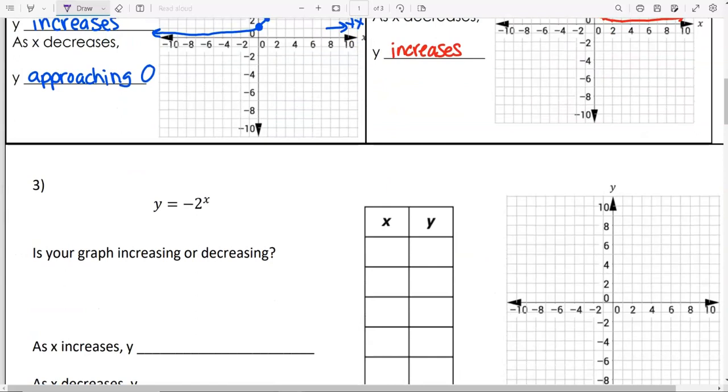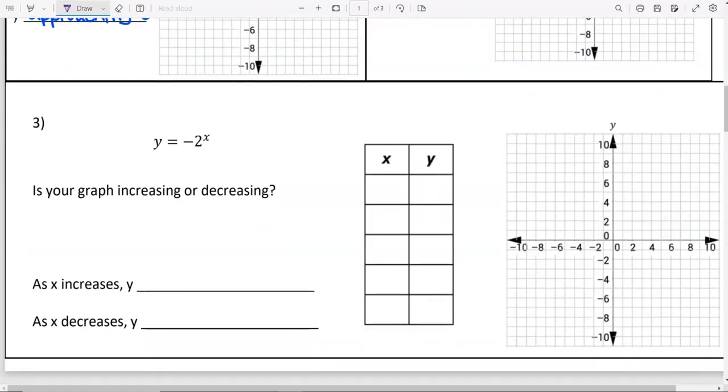Let's try this guy. What's a little bit different here? There's a negative, so let's see what's going to happen. First thing we're going to do, though, write it as A times B. So we're going to rewrite this as -1 times 2 to the power of x.